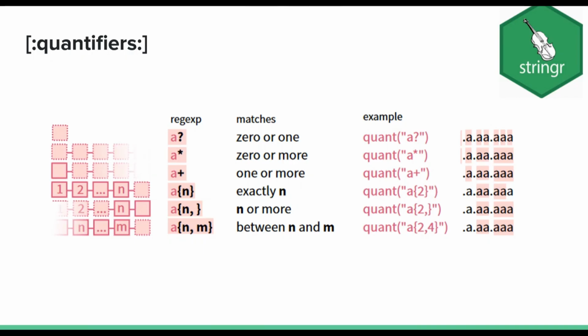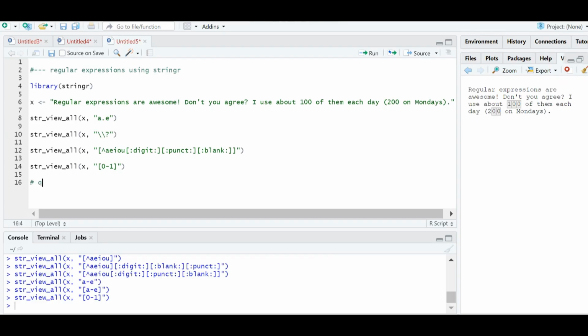We can also use what we call quantifiers in regular expressions to specify how many instances of a character or expression should be matched. For example, adding a question mark, we can detect any instance of either 0 or 1 matches. Adding an asterisk will detect any instance of 0 or more matches. A plus will detect any instance of 1 or more. We can also be even more specific, saying that we want to detect exactly n, or n or more, or between n and m instances.